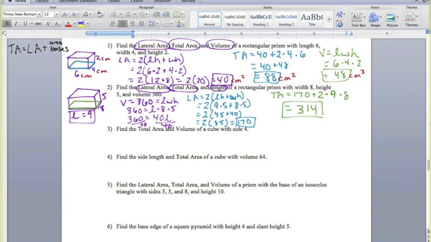Questions on that problem? Yeah. For the lateral area, why can't you just distribute the 2? You could. It's more work. I do that when I have variables in the problem, but when I actually know all the numbers, then I just work out the numbers. But it would work to distribute.